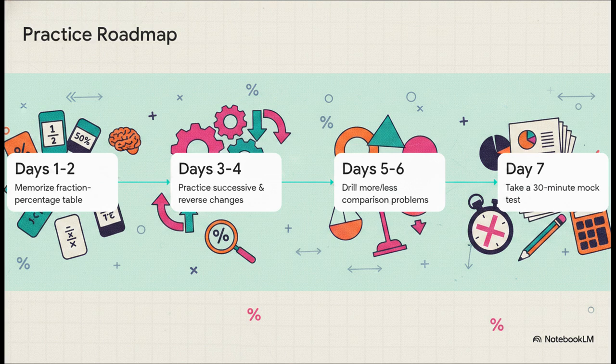Days 1 and 2, do nothing but memorize that fraction to percentage table, from 1/2 all the way down to 1/20th. Days 3 and 4, focus purely on the 100 base method for successive changes and those reverse percentage multipliers. Days 5 and 6, heavily drill those more or less than comparison problems using the fraction formulas. And finally, day 7, sit down and take a 30-minute mock test mixing data interpretation and arithmetic. If you actually do this, you will absolutely beat the calculator.